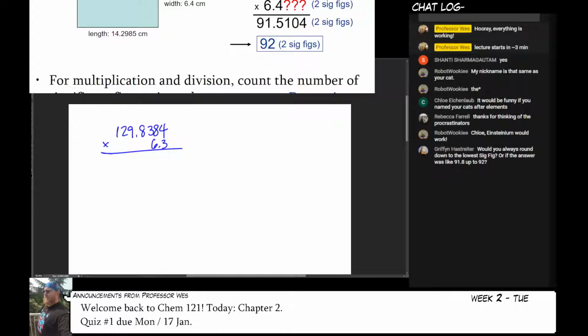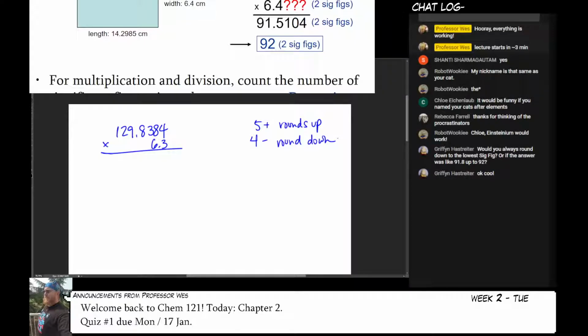So would you always round down to the lowest sig fig? We're going to use the rules of rounding here. If your rounding digit is 5 or higher, it rounds up, and if it's 4 or lower, you round down. If you've heard of bankers rounding or round to even, we're not going to do that in this class, because that's useful for statistics, but it is too much to be bothered with here.